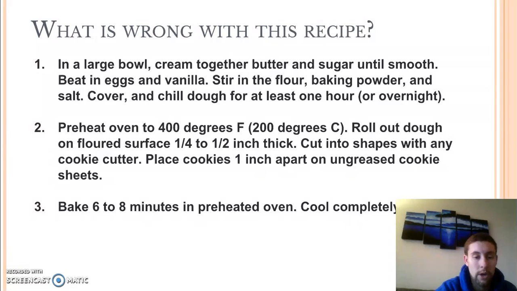Cut into shapes with a cookie cutter. Place cookies an inch apart on an ungreased cookie sheet. Bake 6 to 8 minutes in a preheated oven. Cool completely. Hopefully you can recognize what's wrong with this recipe. If not, I'll tell you in just a second, but feel free to pause and think about it.